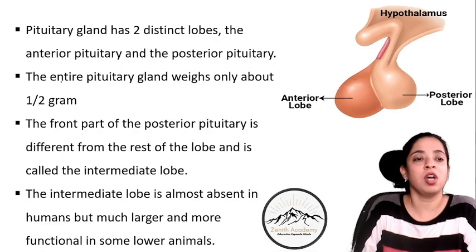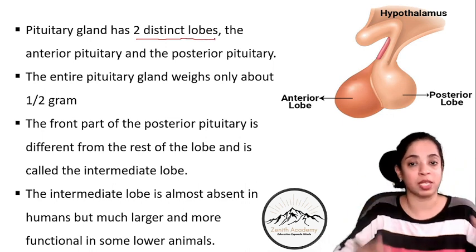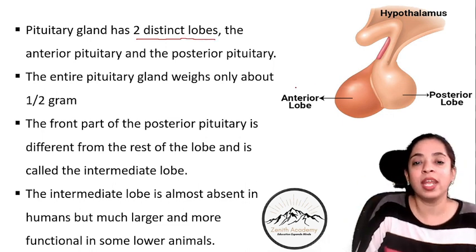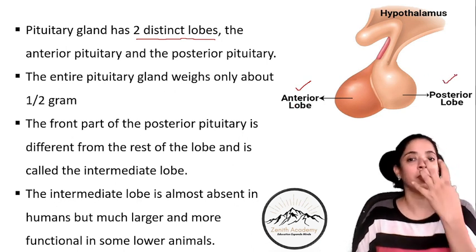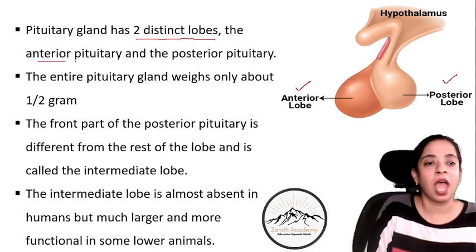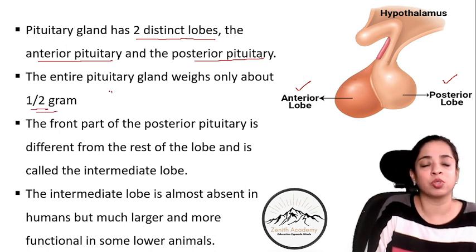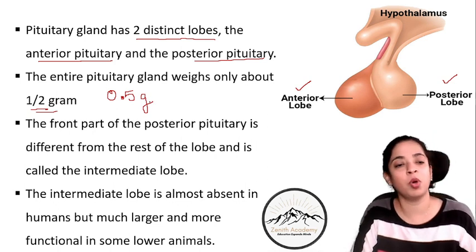So now let's talk. The pituitary gland has two distinct lobes. Can you see here? One is the anterior lobe and the next is the posterior lobe. Anterior means the front one, posterior means the back one. Anterior pituitary and posterior pituitary. The entire pituitary gland weighs only about half a gram. So the total weight is 0.5 gram.